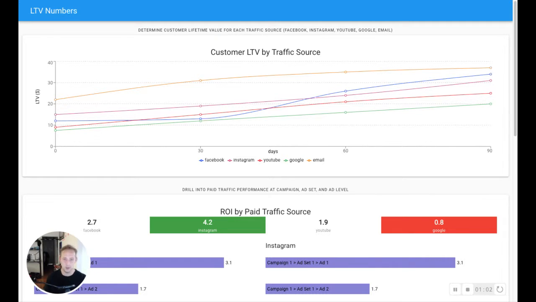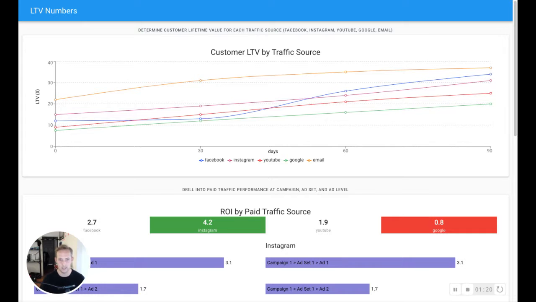So what I want to share with you today is what these key numbers are and how they can help you make decisions about how to scale your business. So I put together this mock-up that illustrates these key metrics. I'm going to go through 3 different sections that I have here. So number 1, we have customer LTV over time broken down by traffic source.